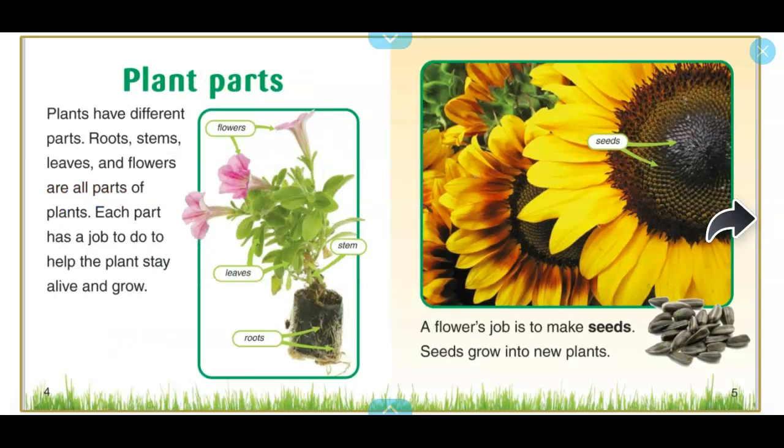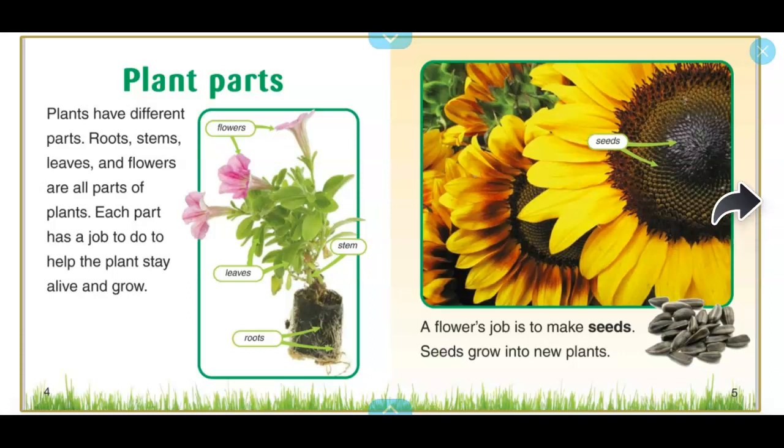Plant parts. Plants have different parts. Roots, stems, leaves, and flowers are all parts of plants. Each part has a job to do to help the plant stay alive and grow. So we've talked about each of these parts. We've talked about the roots, the stem, the leaves, and now we're talking about the flowers. Those are all different parts of the plant.